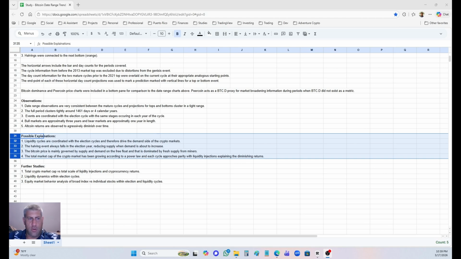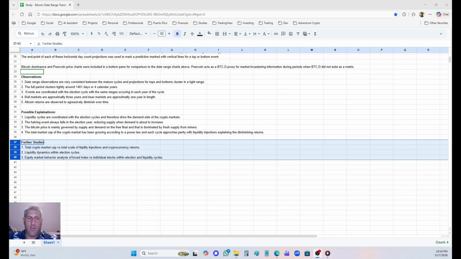Possible explanations include: 1. Liquidity cycles are coordinated with the election cycles and therefore drive the demand side of the crypto markets. 2. The halving event always falls in the election year, reducing supply when demand is about to increase. 3. The Bitcoin price is mainly governed by supply and demand on the free float, and that is dominated by fresh supply from miners. And 4. The total market cap of the crypto market has been growing according to a power law, and each cycle approaches parity with liquidity injections, explaining the diminishing returns.